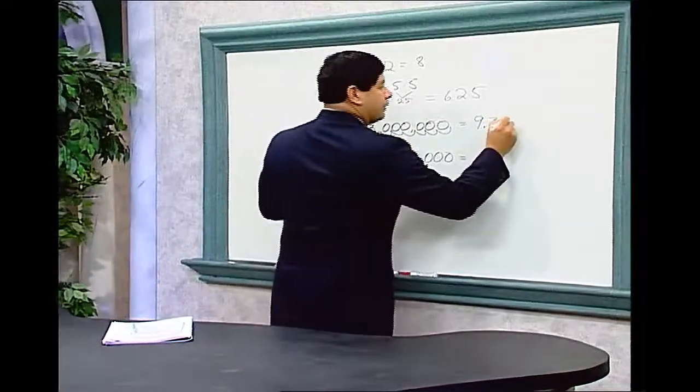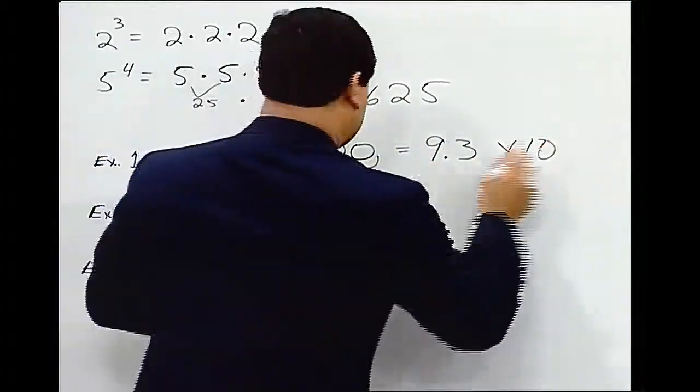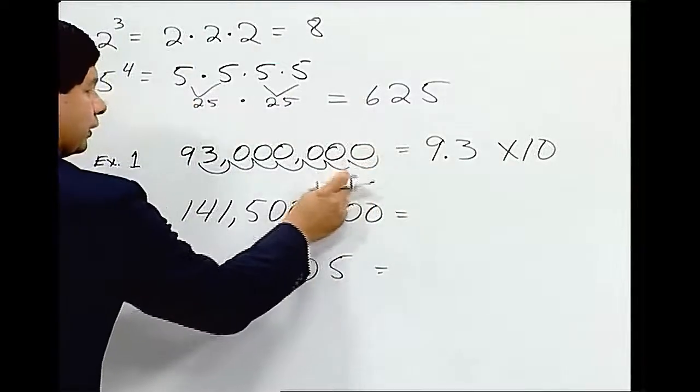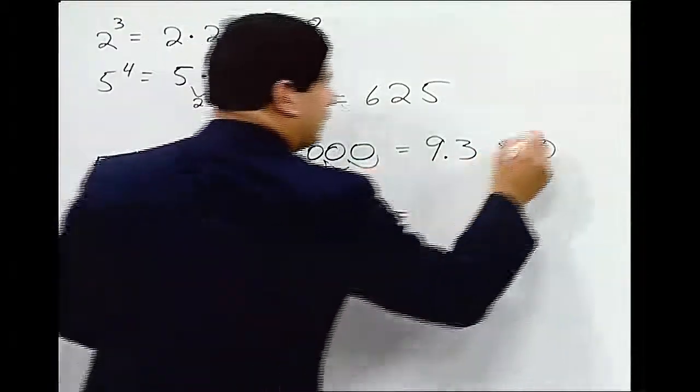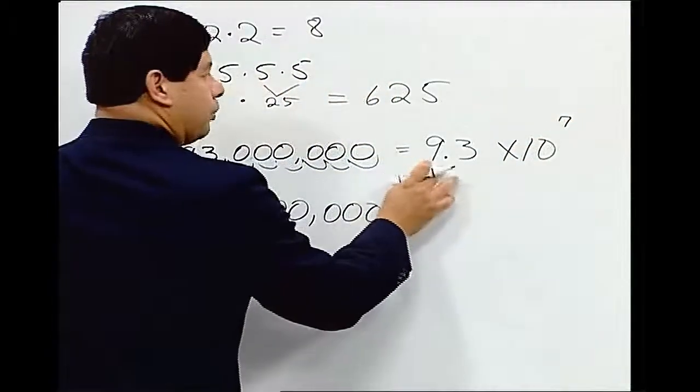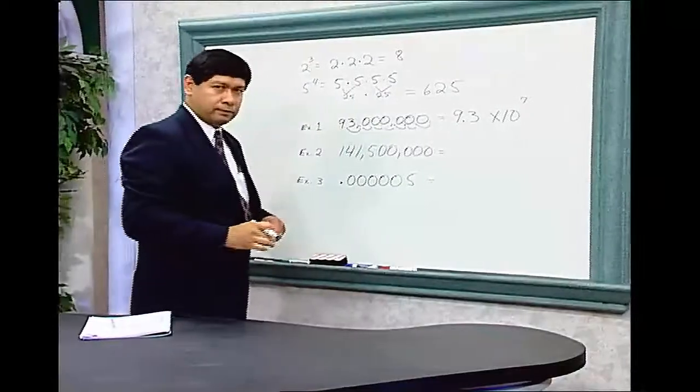9.3 times 10 to the power of, again, let's count, 1, 2, 3, 4, 5, 6, 7. 9.3 times 10 to the 7th power. That's the key.